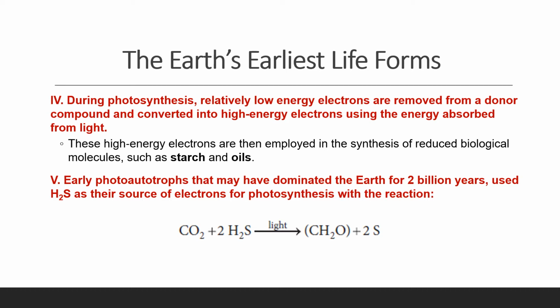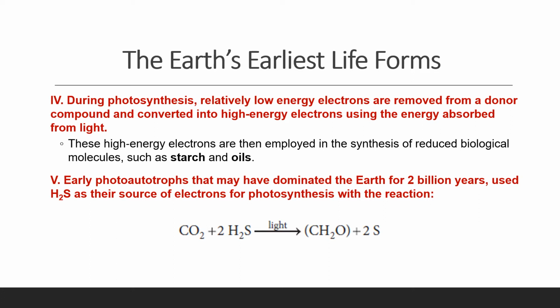With this, high energy electrons are then employed in the synthesis of reduced biological molecules such as your starch and oils. The early photoautotrophs that may have dominated the Earth for 2 billion years used hydrogen sulfide as their source of electrons for photosynthesis, with the reaction: carbon dioxide plus 2 moles of hydrogen sulfide, synthesized with light, resulting in a unit of carbohydrate plus 2 moles of sulfur.